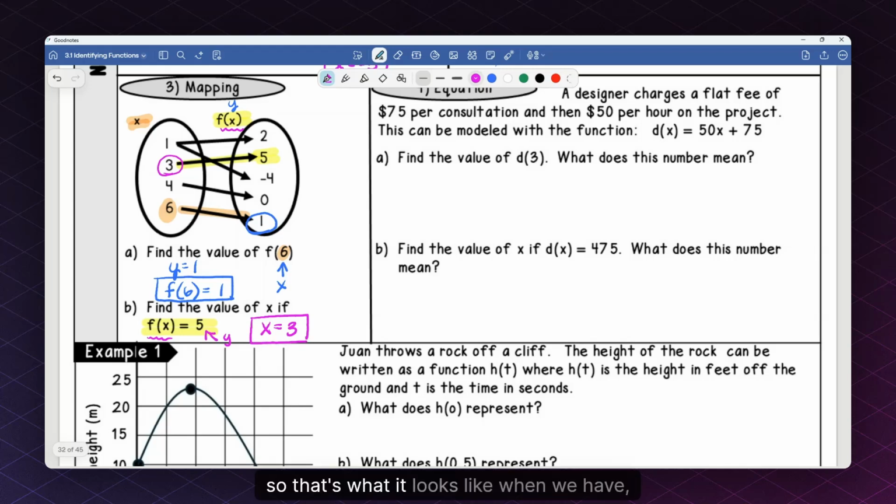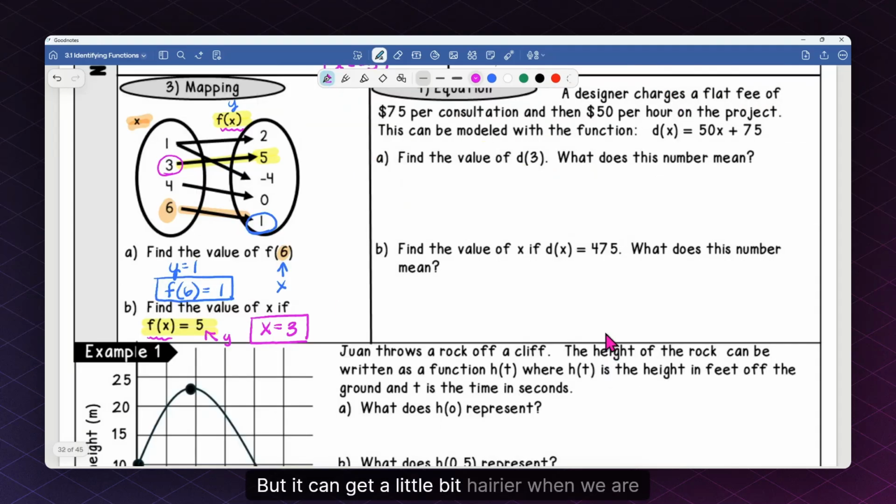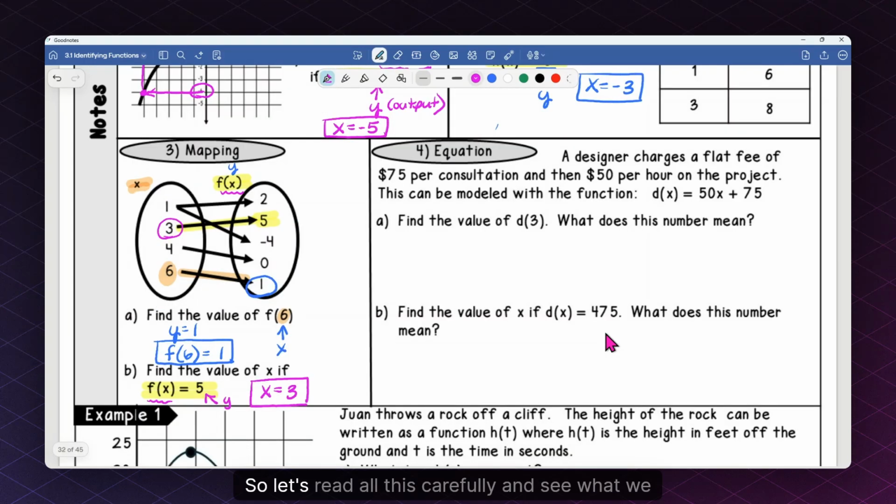Okay, so that's what it looks like when we have a graph, a data table, and a mapping. But it can get a little bit hairier when we are dealing with word problems. So let's read all this carefully and see what we get.